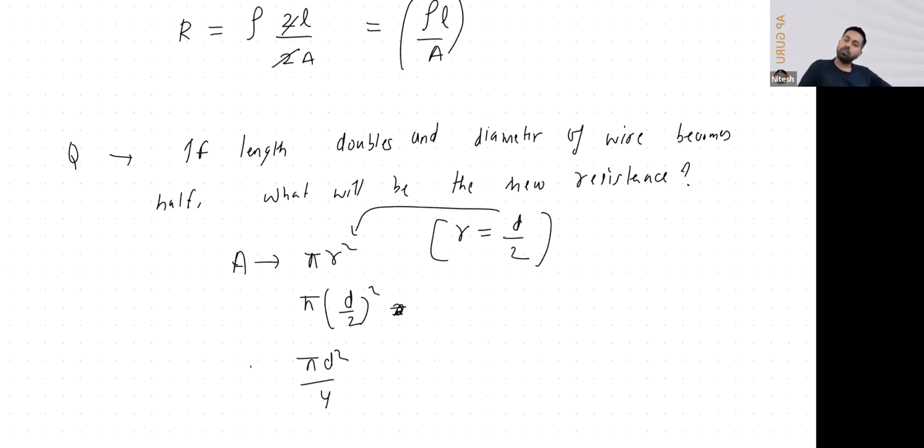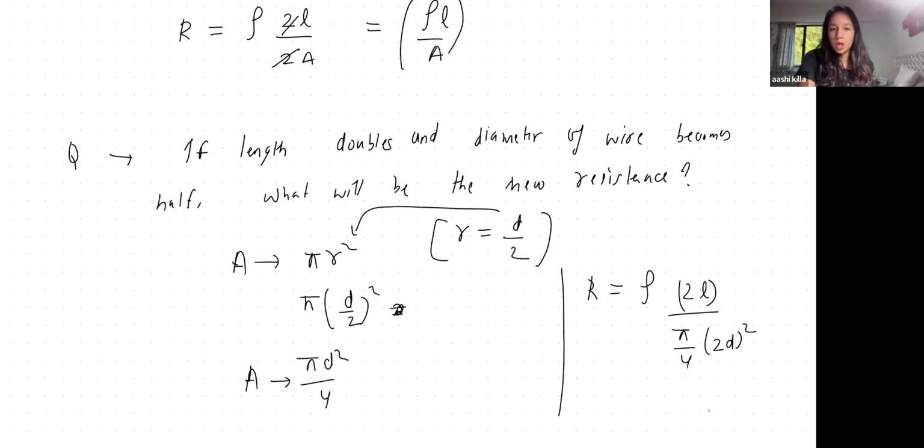Let me just plug in the numbers. So the resistance is rho. The question says the length is doubled, right? And the area of cross section is pi over 4. The diameter is also double. Make sense? Wait, I thought the diameter is half. Wait, how come you make it 2D on the side? The question says the diameter is getting half. I wrote this wrong. I made it double. Is that okay now?